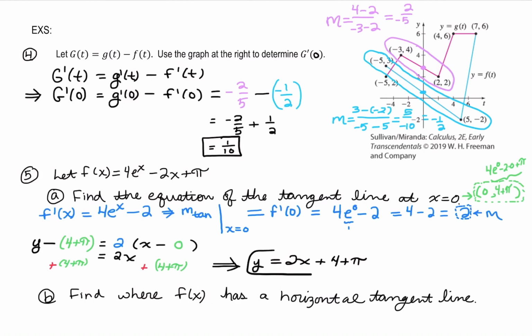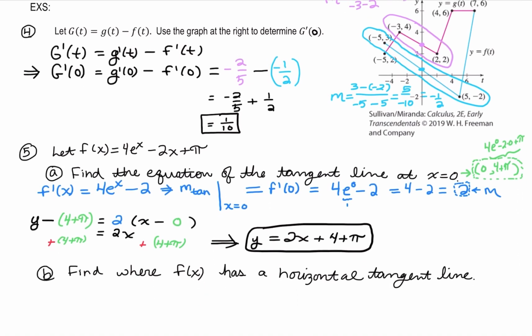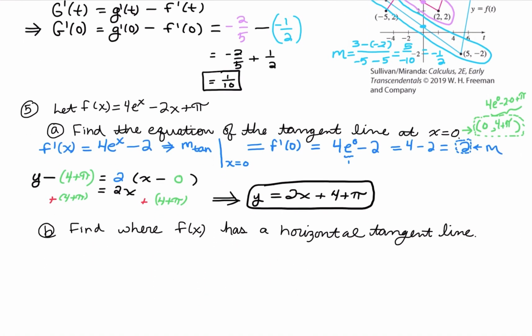And that would be the equation of our tangent line at x equals 0. All right, now a different question. So this one is now asking, where does F have a horizontal tangent line?